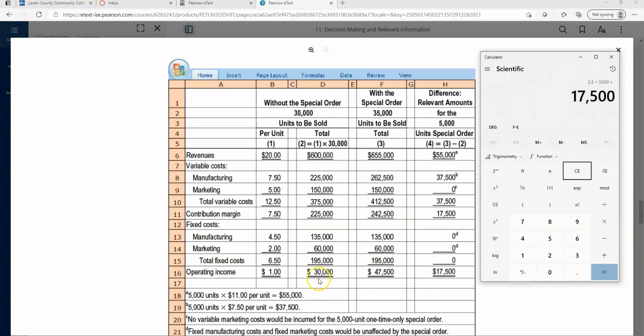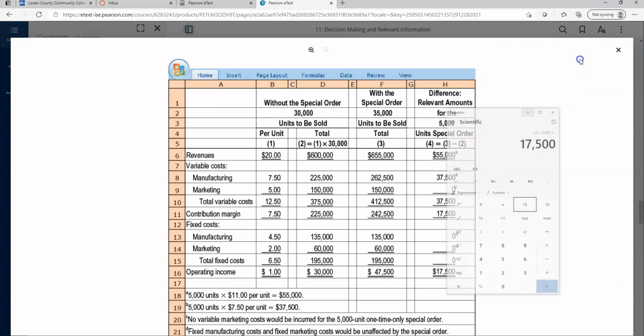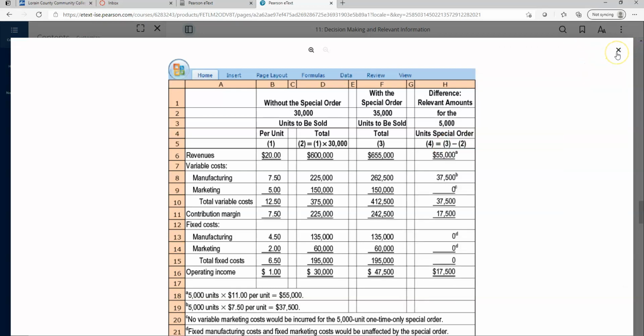So my operating income without the special order is $30,000. My operating income with the special order, if I do decide to take that extra 5,000 units for Azalea, will be $47,500, which is a $17,500 increase. So based just on the numbers alone, I would want to take the special order and produce those 5,000 towels.